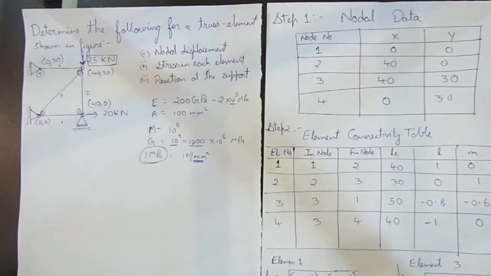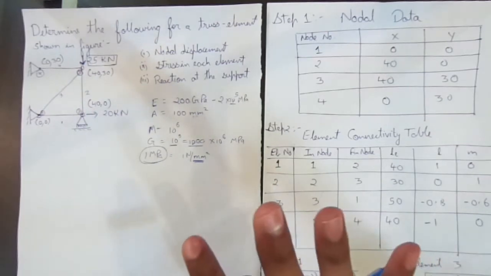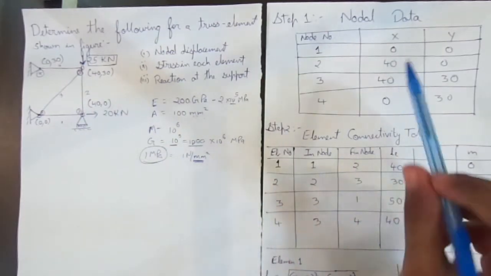Now let us see the steps forward, right? So on the next page you can see the steps, right? So step 1 is nodal data. What is nodal data? I told you there are 4 nodes: node 1, node 2, node 3, node 4. Now you have to write the coordinates of that nodes. That is nothing but nodal data. So x coordinate, y coordinate.